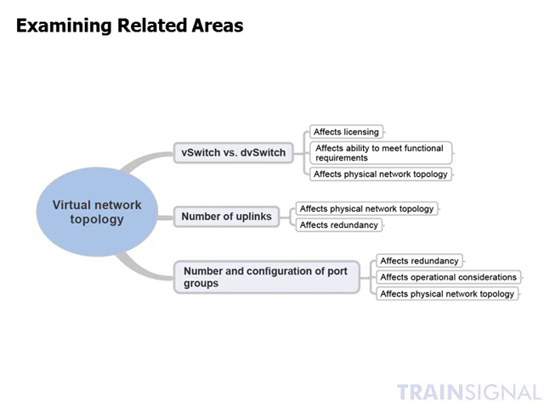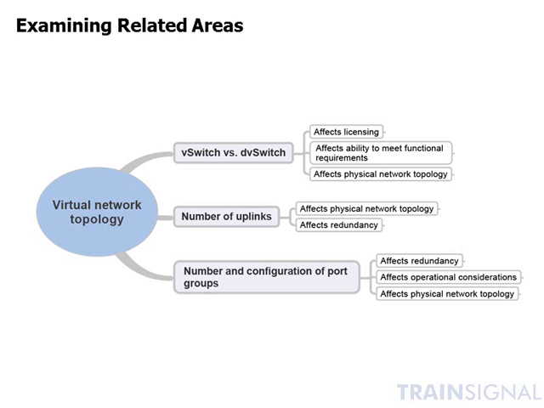Obviously, we have to do the right thing to meet the functional requirements, because if we can't meet the functional requirements, then the design is not going to do what we want it to do or what the customer wants it to do. It's going to have an impact on licensing. Are you appropriately licensed to use a distributed virtual switch? And it's going to have an impact on your physical network topology as well. Just like the number of uplinks, which is another key component of the virtual network topology, will have an impact on your physical network topology, or the level of redundancy you can offer.